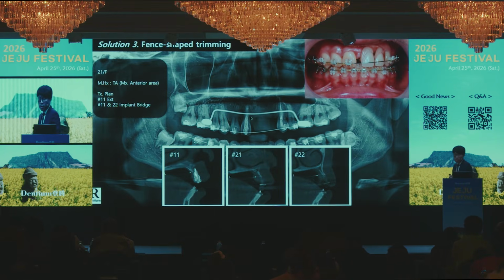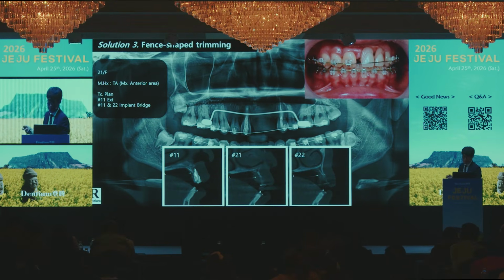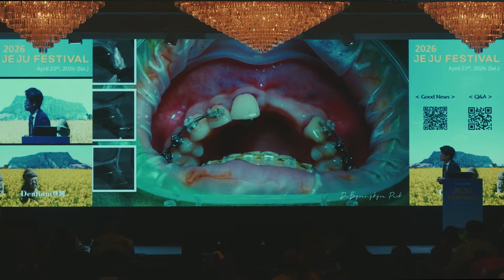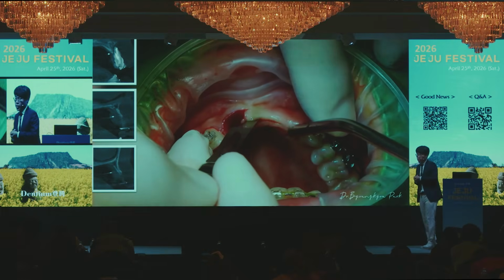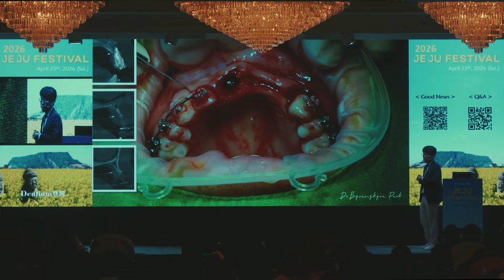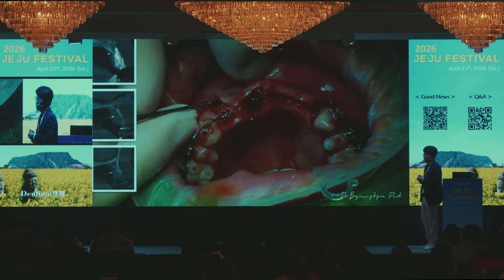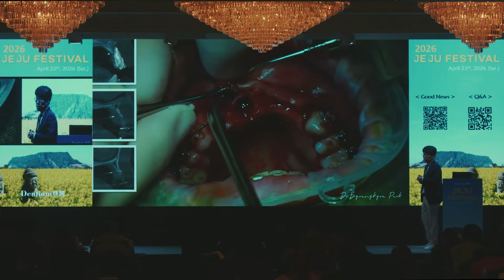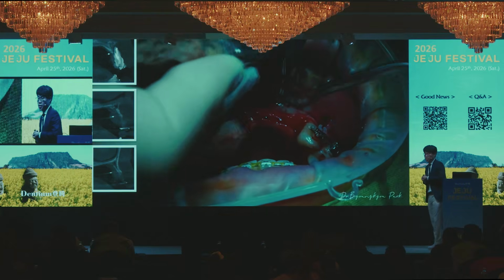This patient had a very thin alveolar ridge, especially in tooth numbers 11, 21, and 22. She had a traffic accident at a younger age, which interfered with the maxillary anterior growth. So overall, the ridge development was compromised. When I opened the flap, I could see the flap was very thin, and also the ridge was extremely thin.